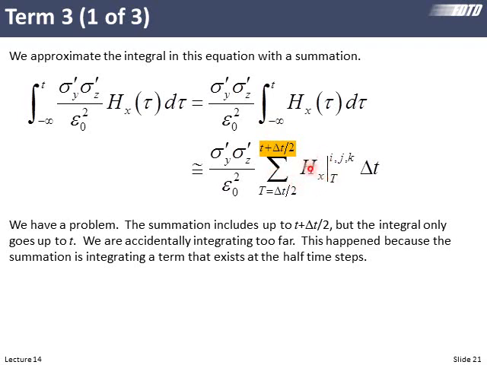Now the H field exists at half time steps. So we have to integrate from delta t over 2 all the way up to t plus delta t over 2. But our integral only went up to time t. We've integrated too far. We've integrated a half time step too far. We could have chosen to go up to t minus delta t over 2, but we'd have a similar problem. We wouldn't have integrated far enough. We would have been missing half of a time step. So something needs correcting here because we have to integrate up to t, not t plus delta t over 2 or t minus delta t over 2. Somehow we have to integrate up only to time t.